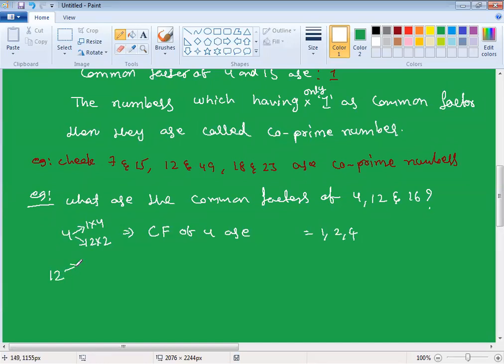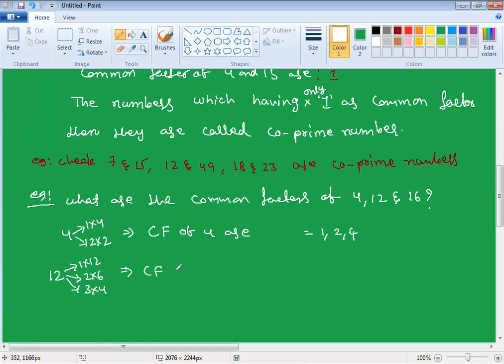Now come to the next number, 12. How can we write 12? 1 12 ja 12. Now go with 2: 2 6 ja 12. Now with 3: 3 4 ja 12. Now with 4: 4 3 ja, that we already have. And after that 6 2 ja we have, and 12 1 ja we have. So no need to write them once again.